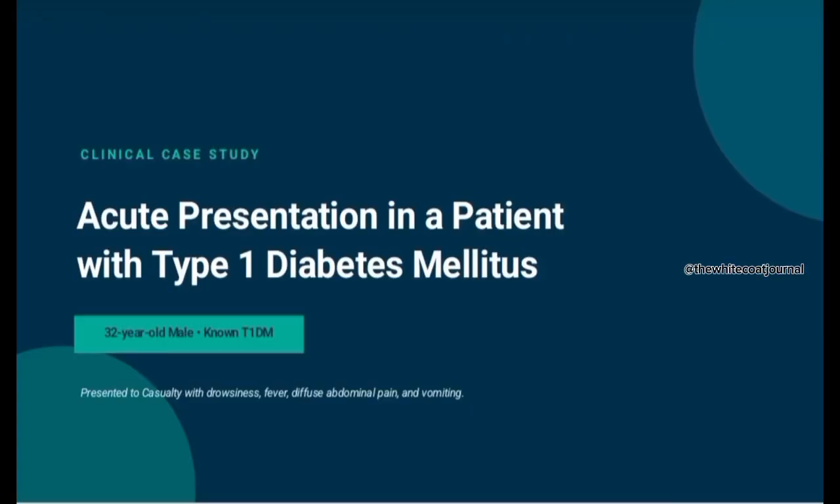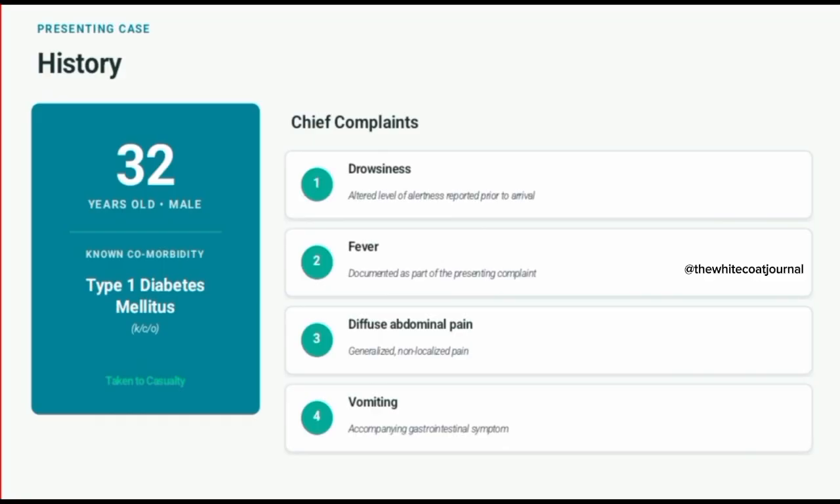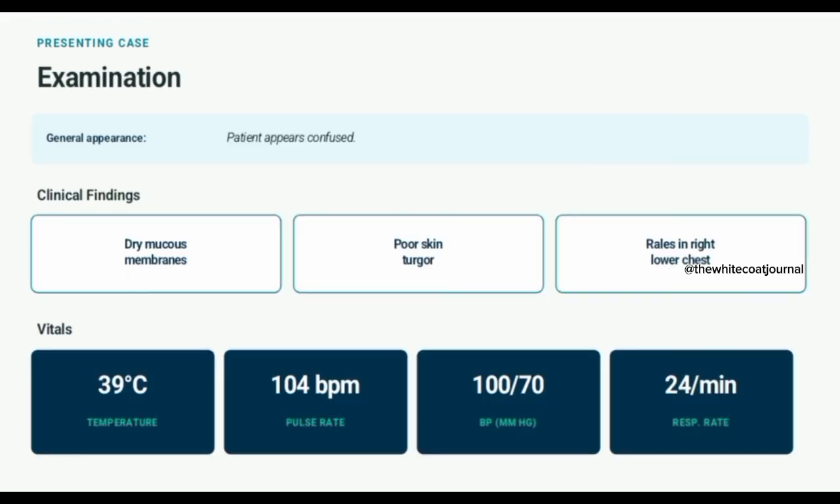This is a 32-year-old male, a known case of type 1 diabetes mellitus, who was brought to the casualty with drowsiness, fever, abdominal pain and vomiting. On examination, the patient was confused and clinically dehydrated with a dry mucous membrane and poor skin rugosity.